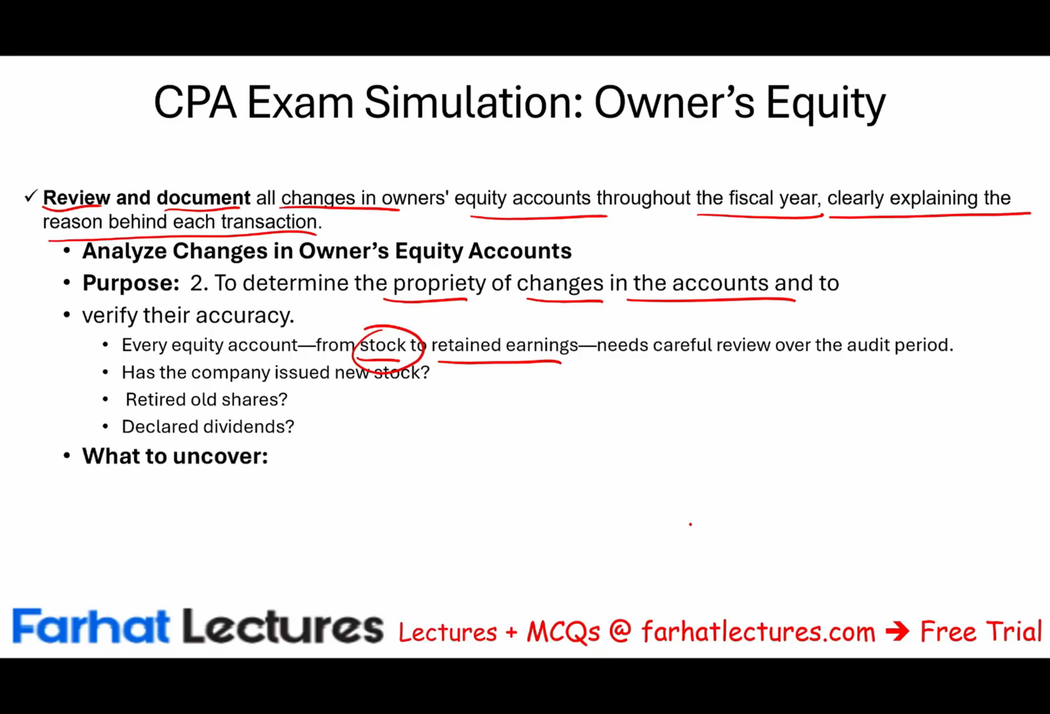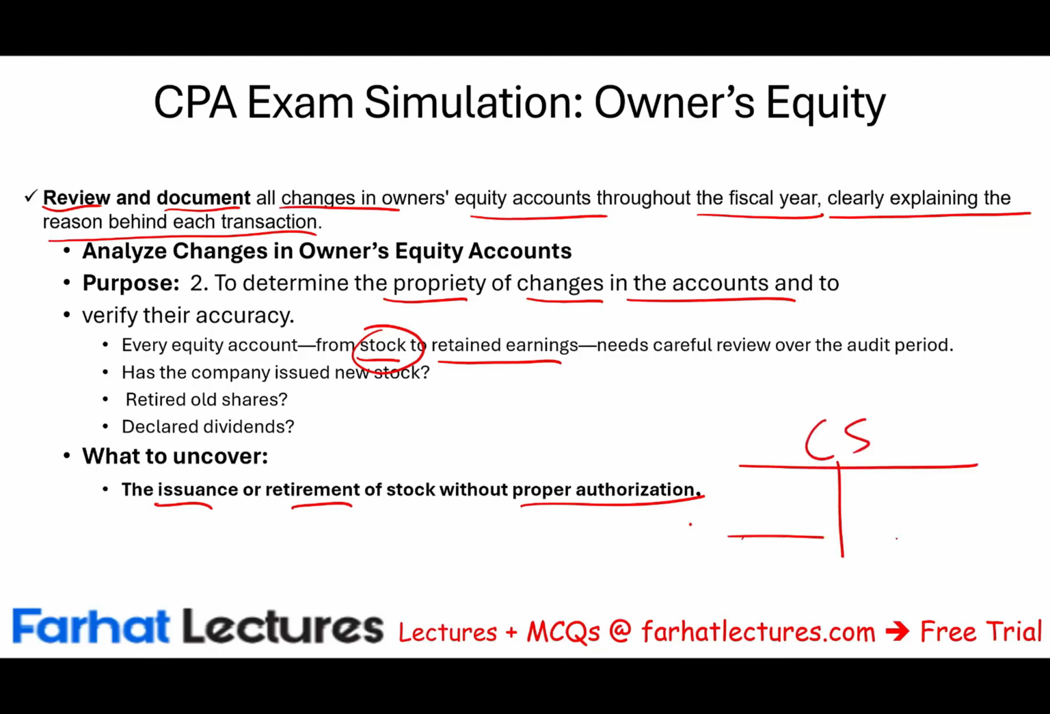What are you trying to uncover? Well, you're trying to see if there's any issuance or retirement of stocks without proper authorization. So when you're looking at common stock, and the beginning is 100,000 and the end is 120,000, and let's assume the only change is 20,000, ask yourself, was this 20,000 of additional common stock authorized?